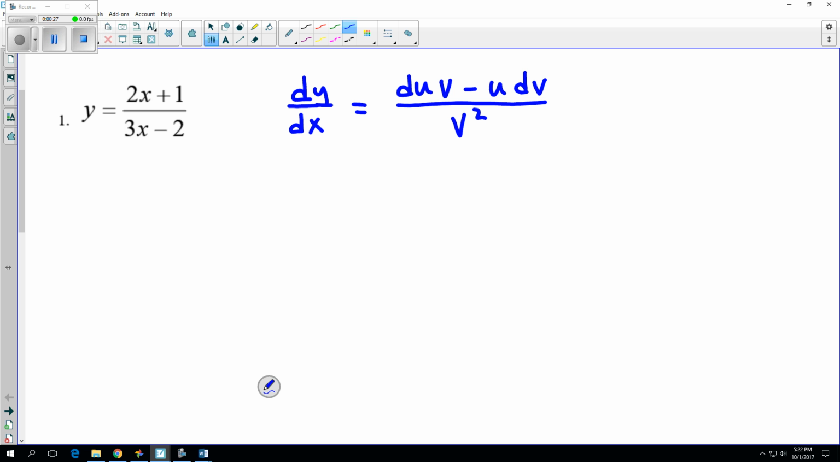So why don't you go ahead and try this, hit pause on the video, and then I'll work through the problem and we'll see if you're able to get it. So pause the video.